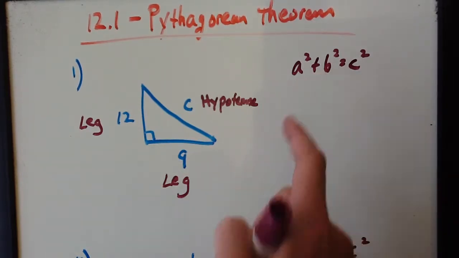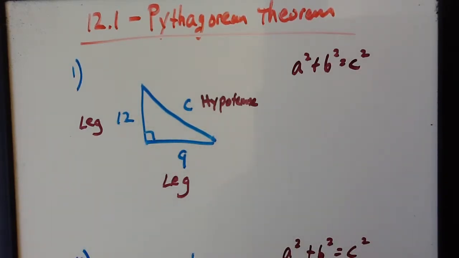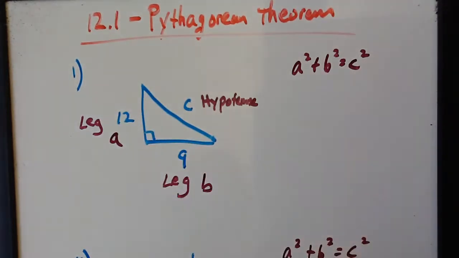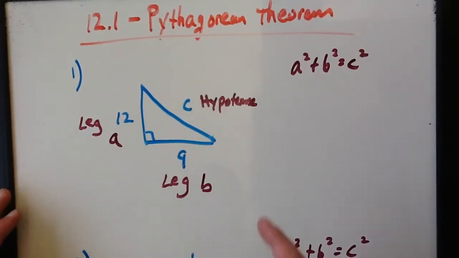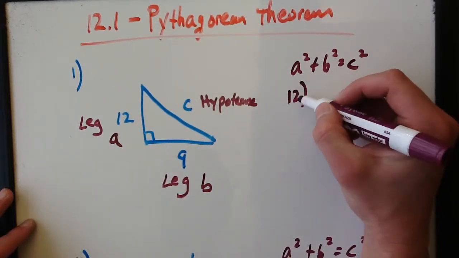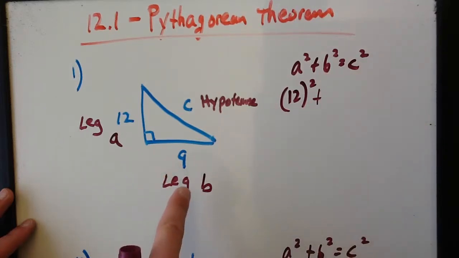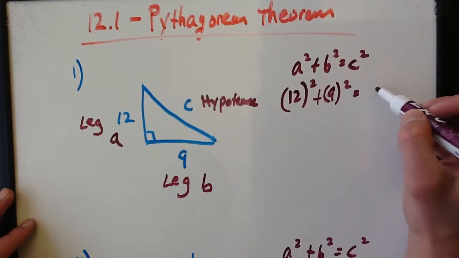Well, a and b are the legs, so they are these guys. Now, it doesn't matter which one you call a and which one you call b. Let's call this one leg a, let's call this one leg b. C is always the hypotenuse. The hypotenuse is always the longest side. Okay, so for a, let's plug in 12. I'm going to plug in by putting parentheses around the value. I have 12 squared plus b squared. B is 9, so I have 9 squared equal to c squared.